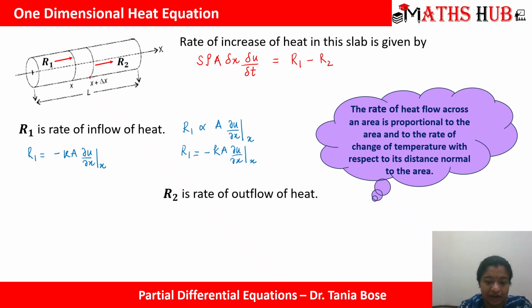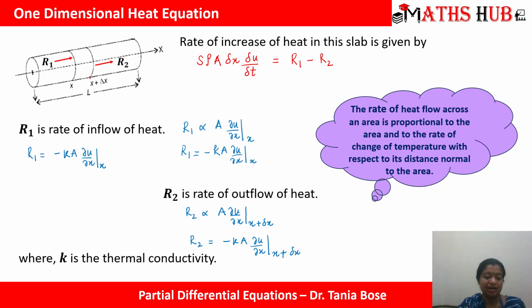Similarly, what is R2? R2 is the rate of outflow of heat. So according to the same law, we can say that R2 is also proportional to A times del U by del X. But now what is the point? The point is X plus delta X, right? So when we remove this proportionality symbol, we get R2 is equal to minus KA del U by del X at the point X plus delta X, right?